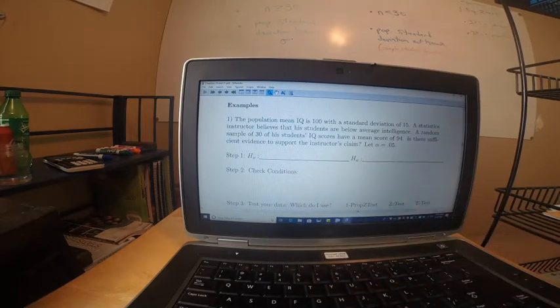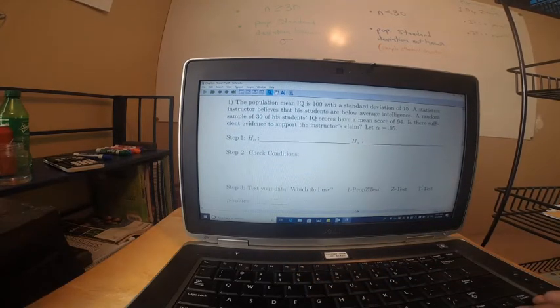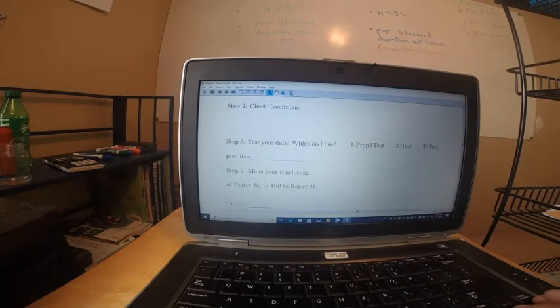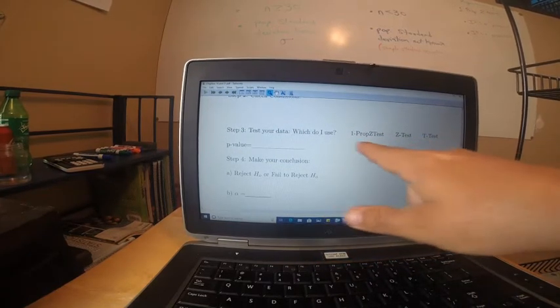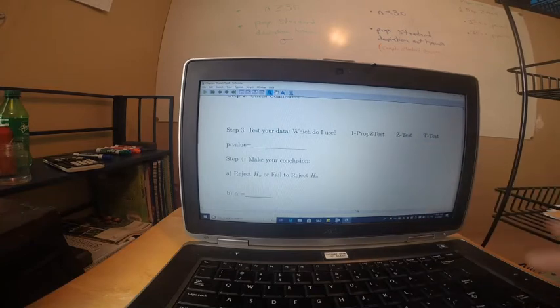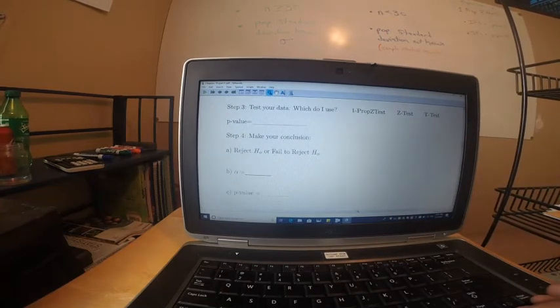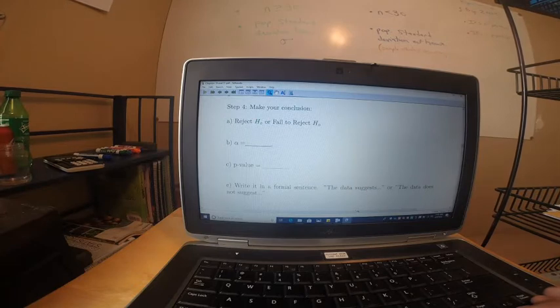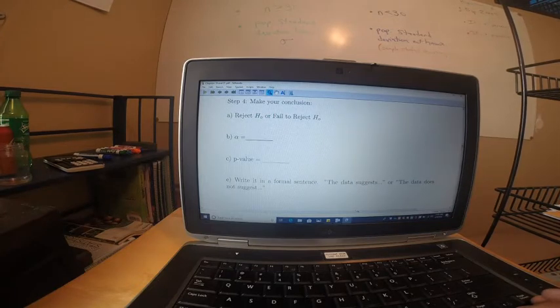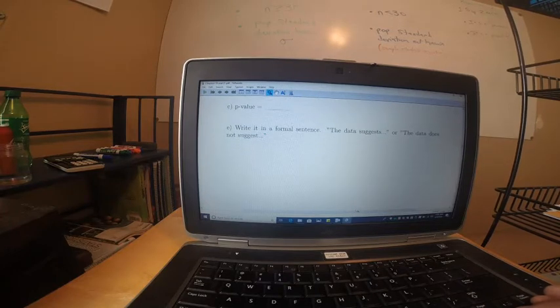Step 2, we need to check any of the conditions. And step 3 says test your data, which do I use? And you have to make a selection between one prop z-test, z-test, and t-test. Next, you have to state your p-value. And step 4, you have to make your conclusion, either reject the null hypothesis or fail to reject the null hypothesis. You have to state what your alpha is and your p-value. And E says write in a form of sentence the data suggests or the data does not suggest.